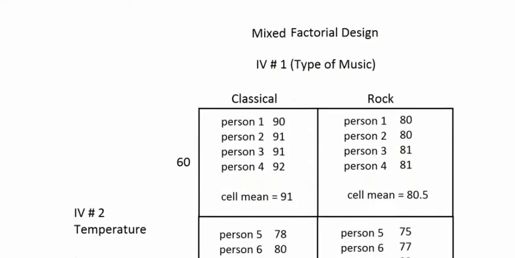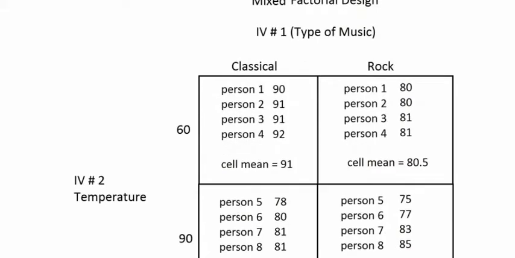Here we have a mixed factorial design. A mixed factorial design is a hybrid because it's part between subjects and part within subjects. It's half and half. That's why it's called a mixed factorial design. It's a mixture of between and within subjects. And once again, pay attention to my ID numbers.